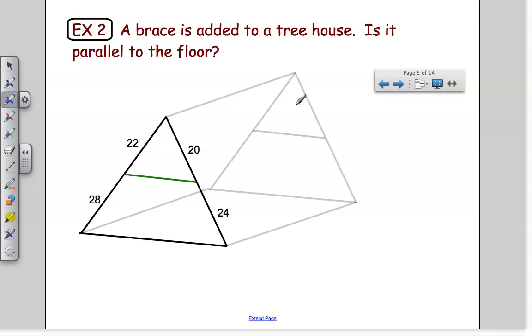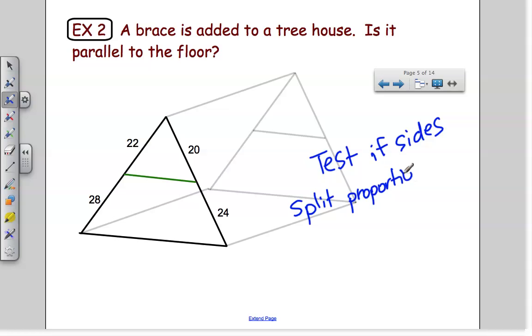A brace is added to a tree house. The brace is this green colored segment. Is it parallel to the floor? So did you do a good job in the construction? Did you make this brace parallel to the floor? So really you're thinking, I need to test whether these sides were split proportionally. If they are, yes, the brace is parallel to the floor. If they're not split proportionally, then your brace is not parallel to the floor.